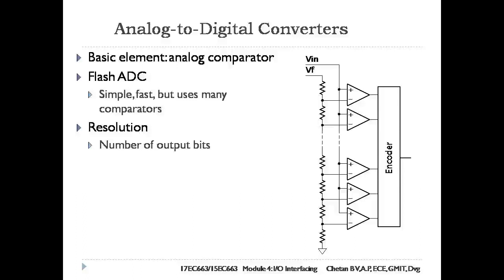The flash ADC structure is as shown in the figure. Flash ADC is the simplest form of ADC. A converter with n output bits consists of a bank of 2^n minus 1 comparators that compare the input voltage with the reference voltages derived from a voltage divider. For a given input voltage, Vin equals K times Vf, where Vf is the full scale voltage and K is a fraction between 0.0 and 1.0.